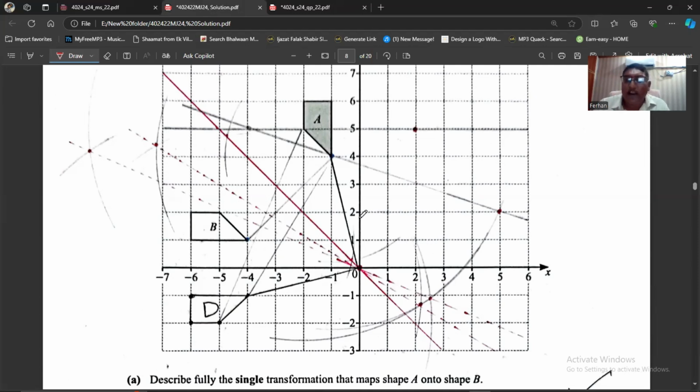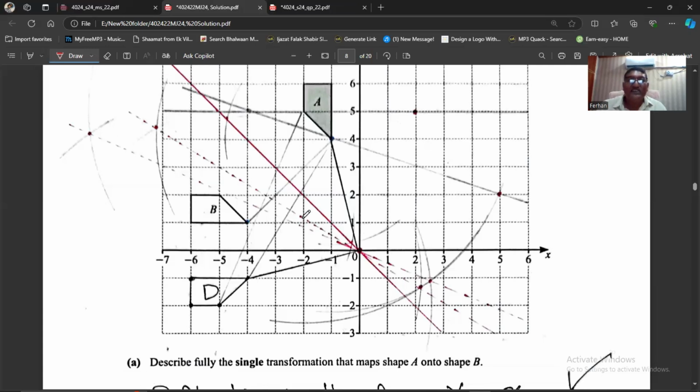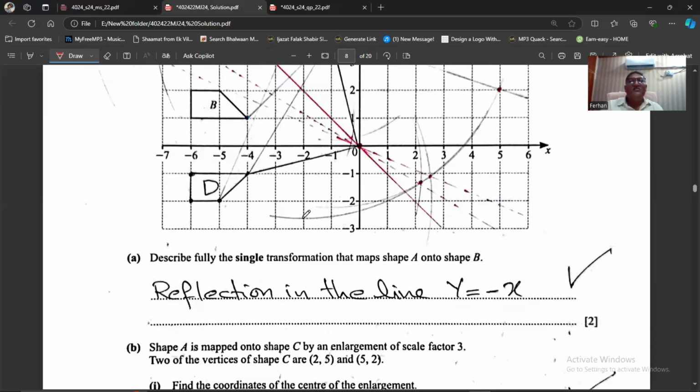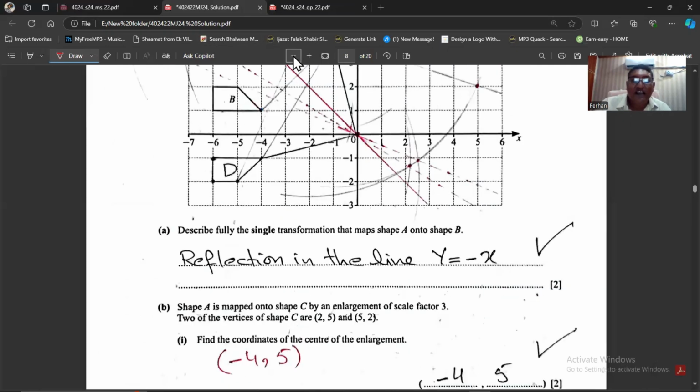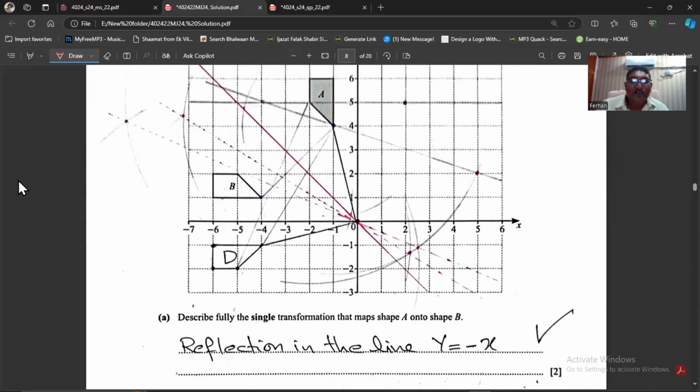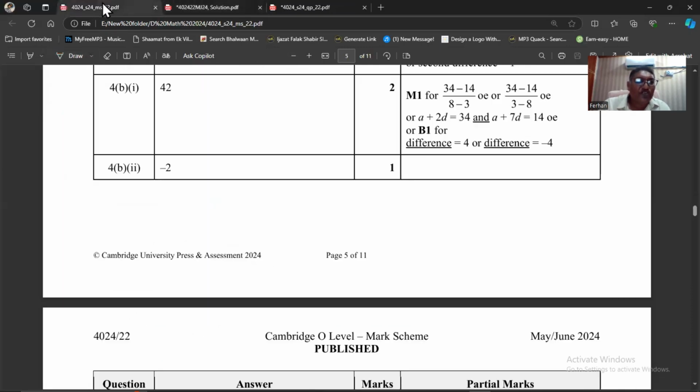And we have to write its equation. This line is one of the most famous lines. It's an inclined line passing through the origin. Its gradient is negative. At -1, it is 1. At 0, it is 0. At 1, it's -1. At 2, it's -2. At -2, it is 2. This is a famous equation, y equals minus x. So this is a reflection in the line y equals minus x. Okay, so this is a 2 marks question.